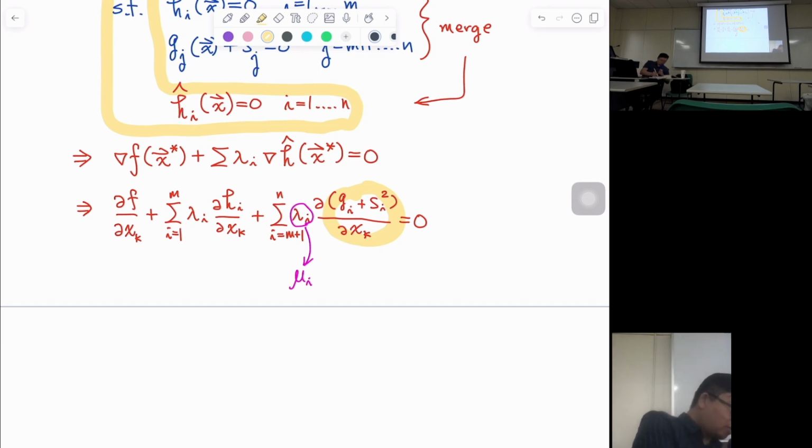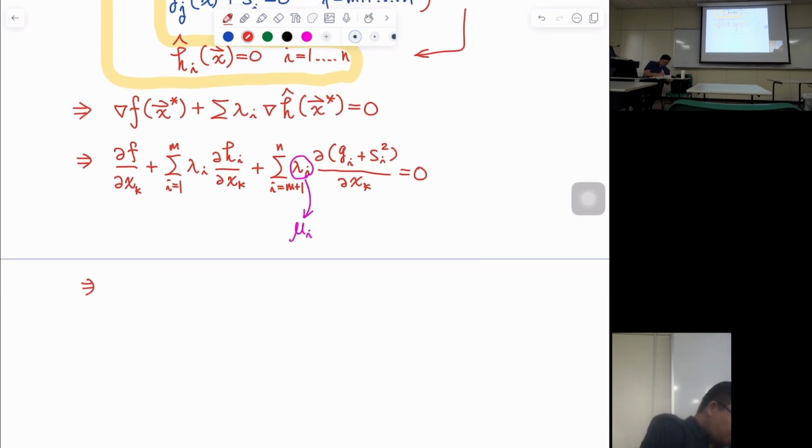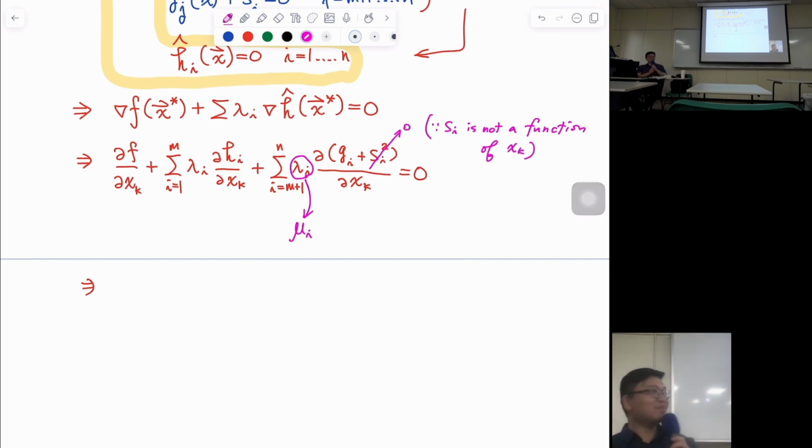Okay? So you can then rewrite the whole thing because you know this part is 0. The partial derivative of the s_i squared part actually equals to 0 because s is not a function of x_k. Okay, so the partial derivative of s_i with respect to x_k is 0. So we can rewrite the whole thing again.